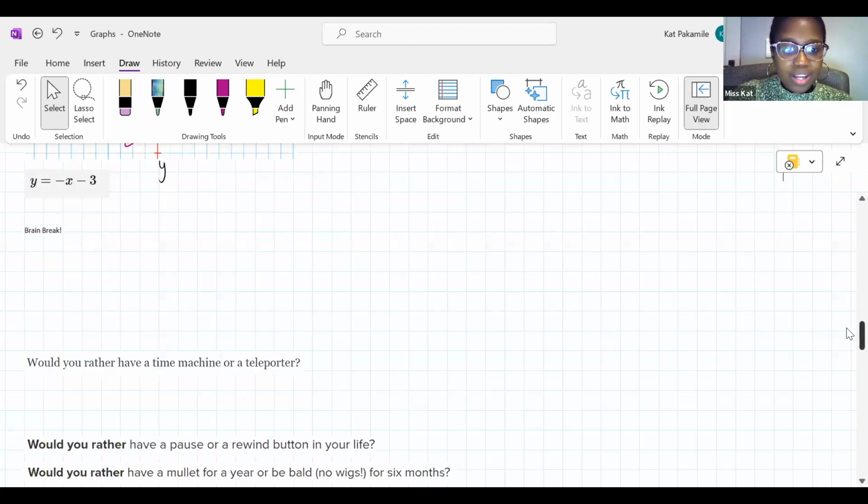Okay, the last one. Would you rather have a mullet for a year or be bald or have no hair for 6 months? Mullet for a year or bald for 6 months? Fatima. Ma'am, I'd rather be bald. You don't like a mullet? Oh my goodness, I don't like them, guys. Mullets are terrible, ma'am. You see them.